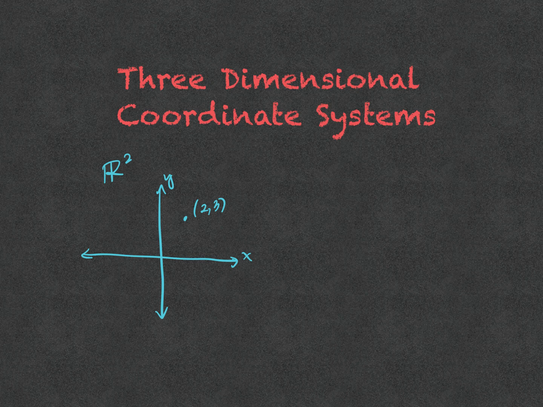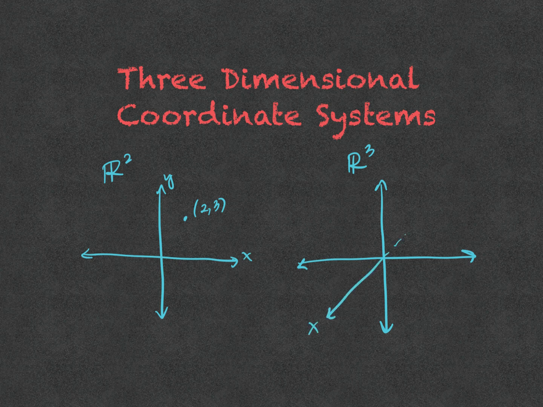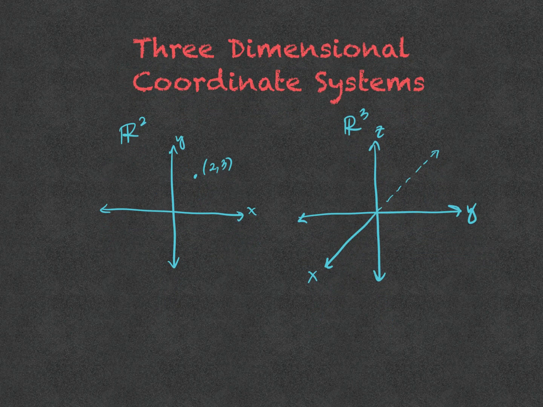So that's R2, and now we're moving into R3. In R3, you have an x-axis and a y-axis, but you also have a z-axis, and it changes what we have. This is our x-axis here, and it actually comes towards you. The y-axis is the horizontal, and the z-axis goes up. So it's a very different look. I'm going to move this up just a little bit.